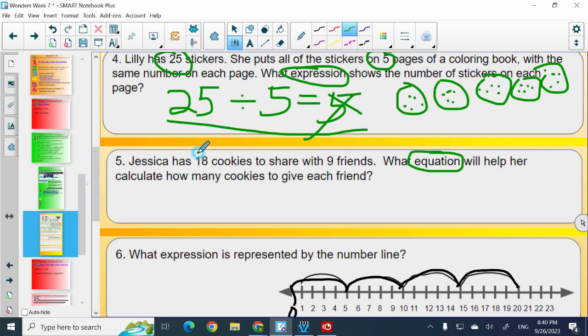Well, we've got a large number again. These are total cookies. Friends are groups. So we're going to take these cookies and we're going to say, hey, here's 18 cookies and we want to share them. That's what this divide sign means. It means share with 9 friends. And then that would equal 2.